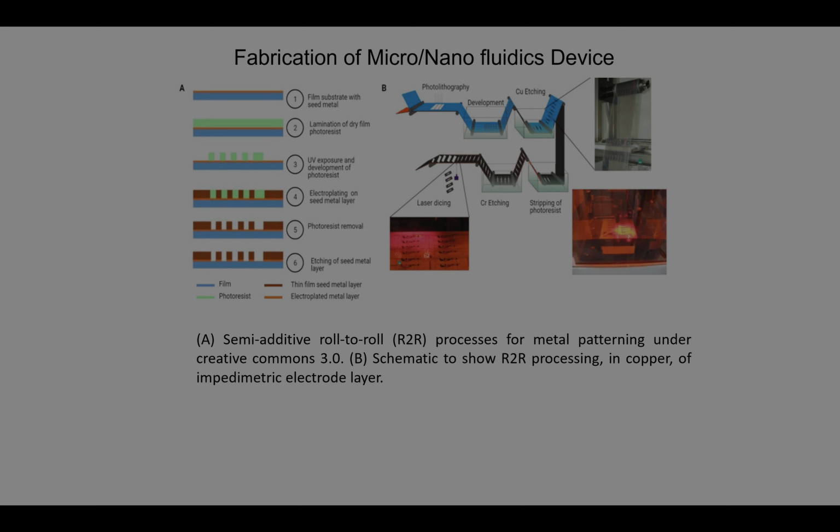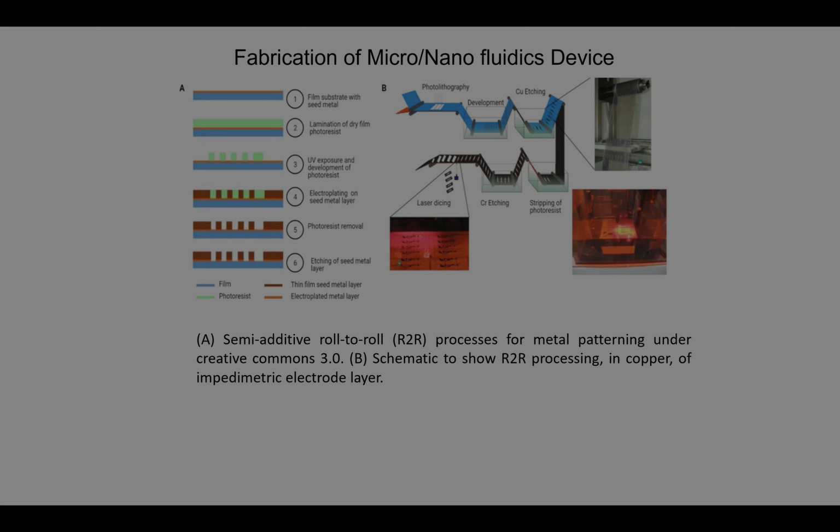The fabrication of the micro/nanofluidic devices has been done using the photoresist technique, or you can say the semi-adhesive roll-to-roll process, where first the film substrate with sheet metal is taken, then lamination is done with the dry film photoresist, and after the UV exposure, development of the micro pattern can be done.